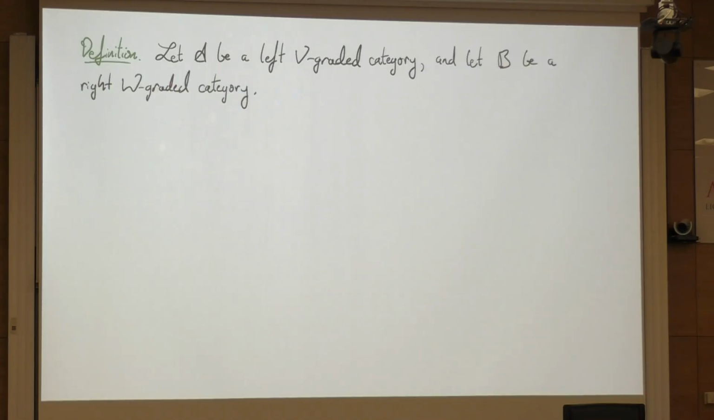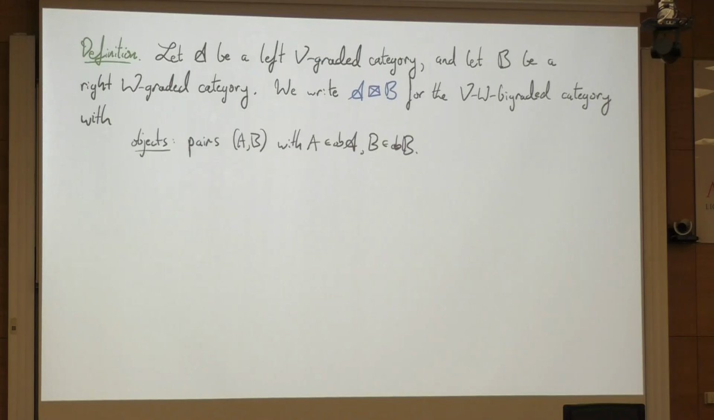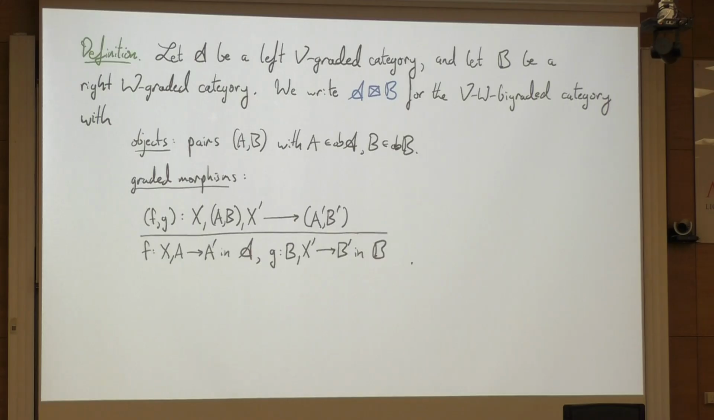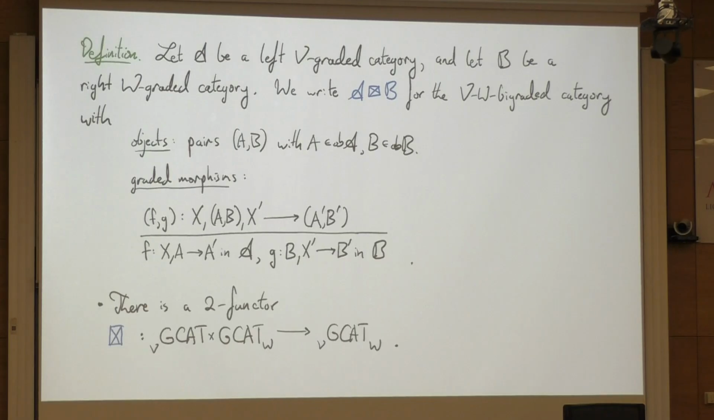So if we have a left V-graded category and a right W-graded category, then we can construct the following V-W-bigraded category, A box times B. This has objects, pairs, an object of A and an object of B. And the graded morphisms can be written in this form, and they are by definition pairs consisting of a graded morphism in A and a graded morphism in B of this form. So just about the most straightforward product you can imagine, but it's a V-W bigraded category. And it is two-functorial in both variables.